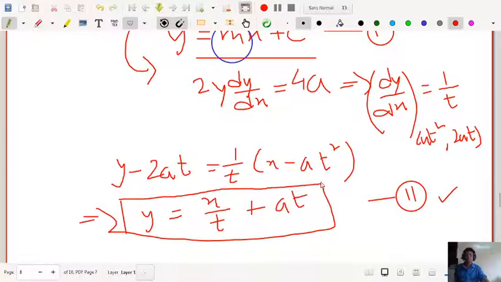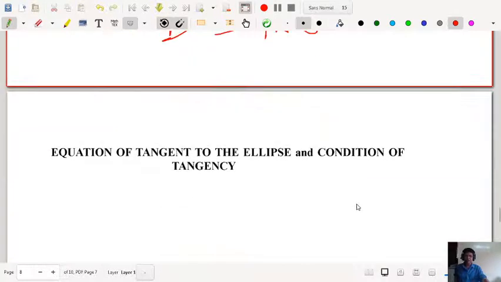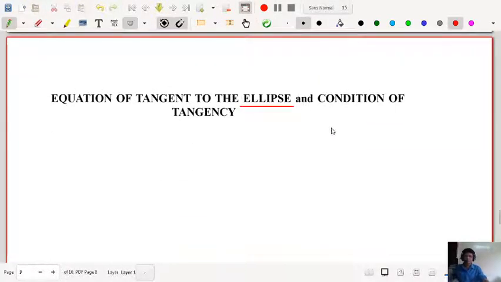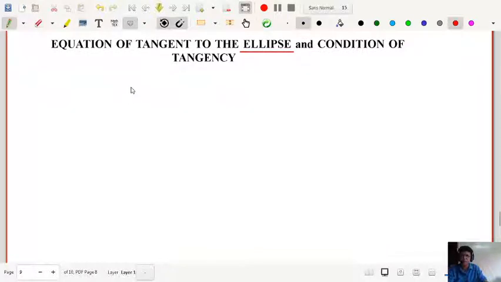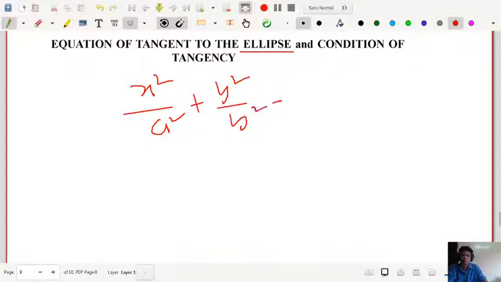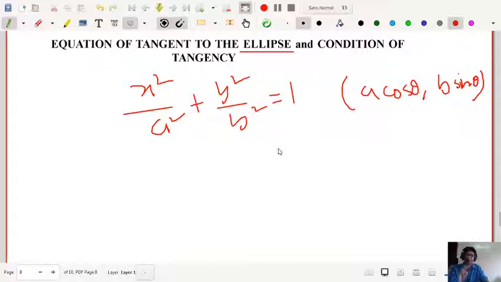And how to get the equation of the tangent? Let's now move to the ellipse. And what is the equation of the ellipse? The equation of the ellipse is x square by a square plus y square by b square equal to 1. Okay, and what is the parametric point? The parametric point for the ellipse is a cos theta comma b sin theta, because it will satisfy the equation. And what is the advantage of taking parametric points? Because you have only one unknown, theta.